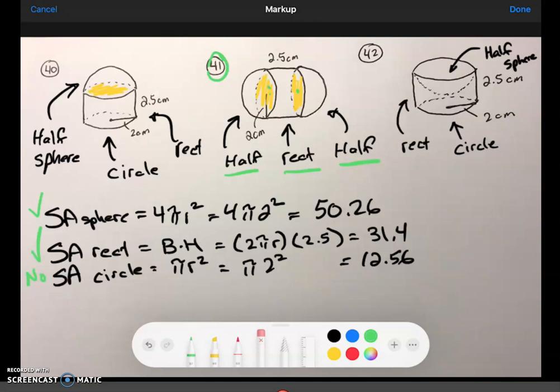And then finally, when we get to number 42, you just got to consider what is on the outside. For 42, there's a rectangle, so we're going to need that surface area. There's the circle on the bottom, so we're going to need one of those. And we got half a sphere, so this is a whole sphere, so we better divide by 2 here, and we'll take half of it because it's half exposed to the outside. So do those calculations, add the parts that you need, depending if you're dealing with 40, 41, or 42. And then we'll go to volume.